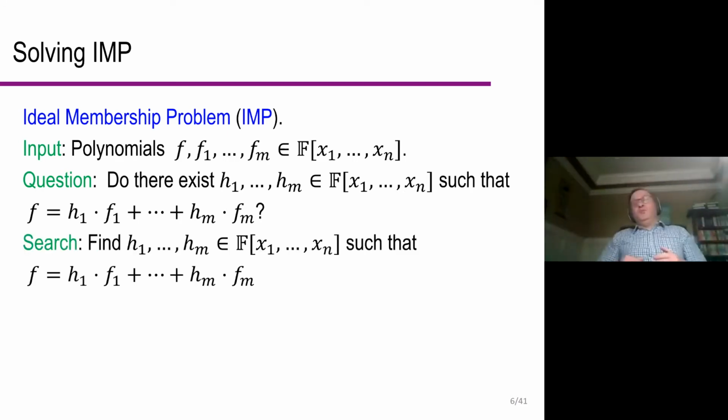Okay, so that would be a decision problem: can we represent it this way or not? We can also ask the search problem. We'll find those polynomials, and in that case, we just need to find them. By the way, I will mention later that under certain conditions, this can be done efficiently, surprisingly. But that's something for the next slides.